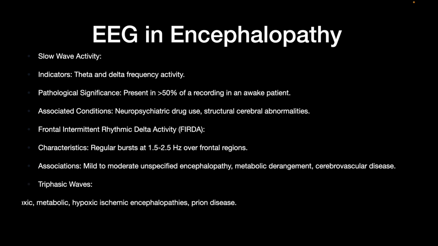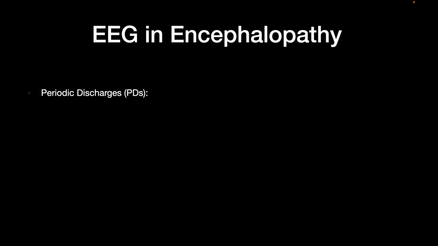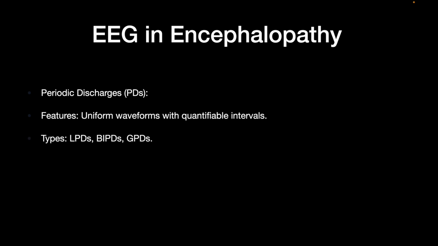The triphasic waves are caused by toxic, metabolic, hypoxic ischemic encephalopathy and prion diseases. They can also be seen in drug overdose like sodium valproate and baclofen. Regarding the periodic discharges, that is PDs, they are uniform waveforms with a quantifiable interval. So they are divided into LPDs, BIPDs, and GPDs.